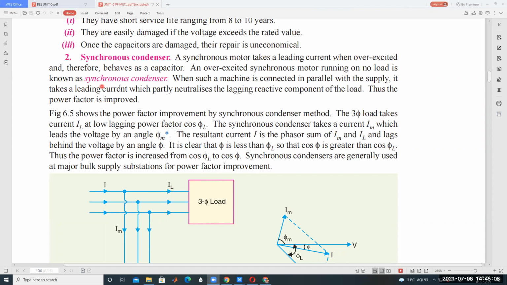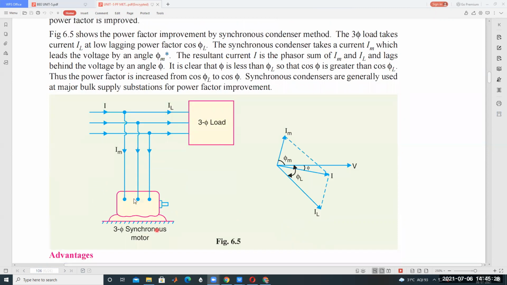What does synchronous condenser mean? When such a machine is connected in parallel to the supply, it takes a leading current which partly neutralizes the lagging reactive component of the load. This three-phase overexcited synchronous motor under no load condition is called a synchronous condenser or capacitor.